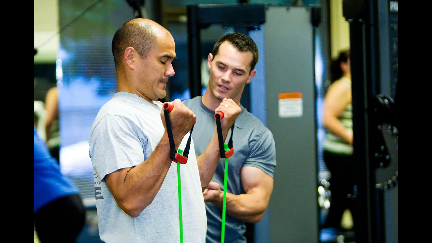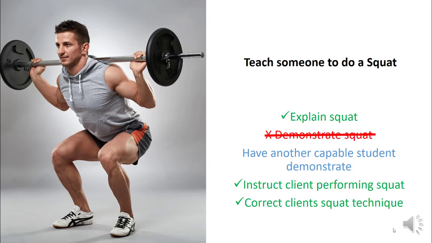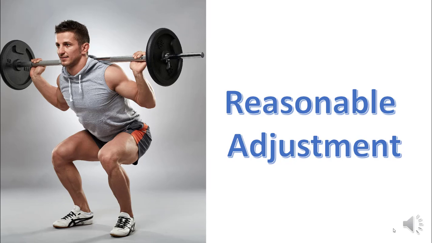In this situation, the student would have another capable student demonstrate the squat while they explain it. This is what would generally happen in the workplace if the instructor had an injury, and would be seen as a reasonable adjustment. Speak to your assessor if you feel an adjustment would benefit you. Your assessor will decide whether the adjustment is possible in line with the training package requirements.